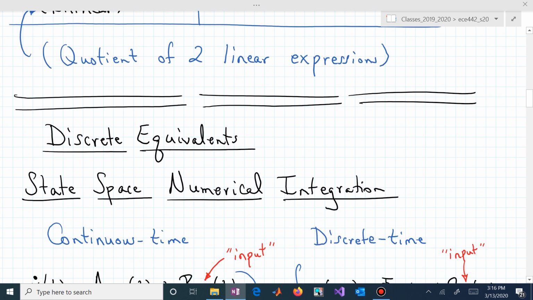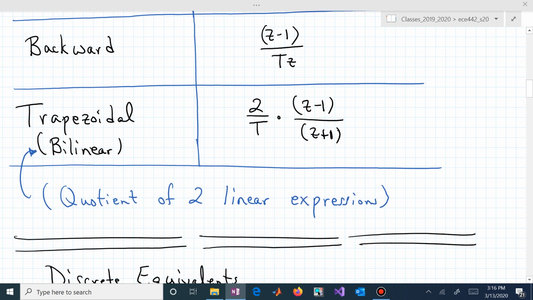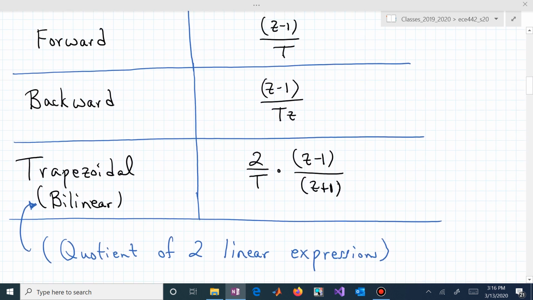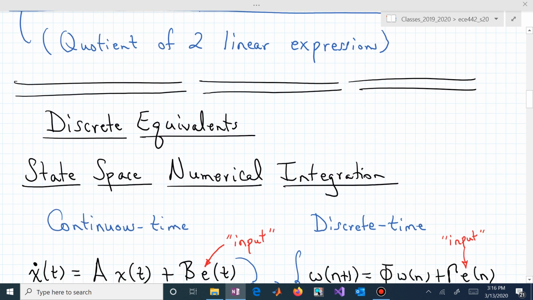What we want to do now is use these three one at a time. Obviously, we're not going to use them at the same time, but we will now apply the forward strategy for a state space representation. Then we'll find the backward strategy, and then I'll leave it up to you to use the trapezoidal, but once you've seen the forward and the backward, maybe it will be a little bit more doable to find the bilinear representation in the state space setting for the discrete equivalent.